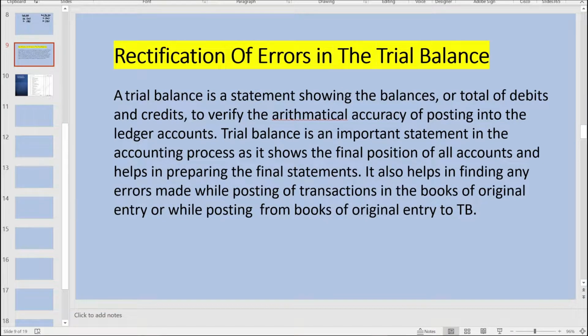And in my next video, I'll cover some practical questions: what errors are caused, how do you rectify them, and what are the correction entries to be passed.